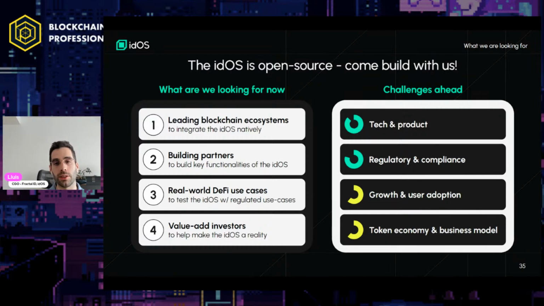We're working with these ecosystems on growth and user adoption, but that's something that's critical for the whole system to work: that we bring it to where people are today.